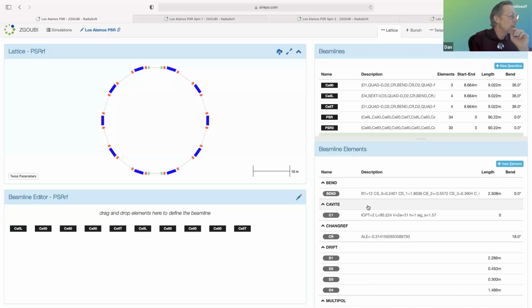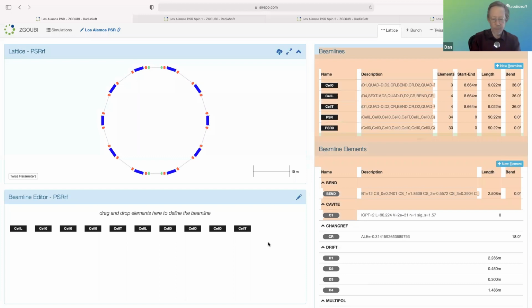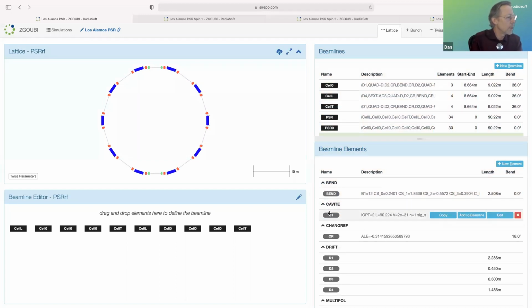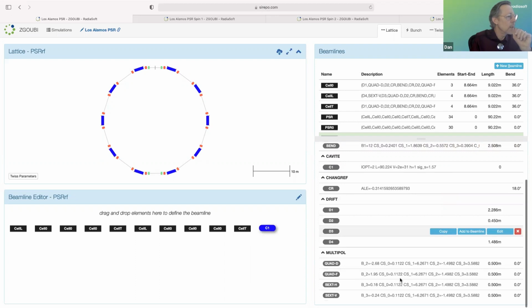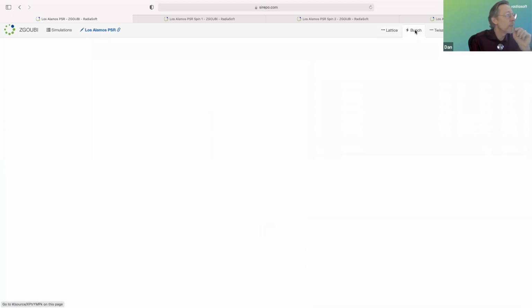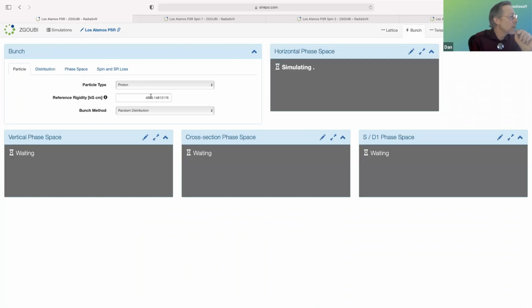The cavity there can then be dragged over. Whoops, what happened there? You can then take this cavity and drag it into the beam there. And the other thing I said we needed to do was lower the energy of this machine. And that's here in the bunch.